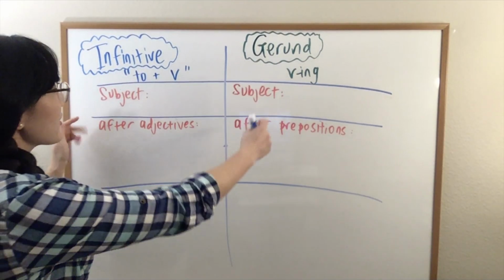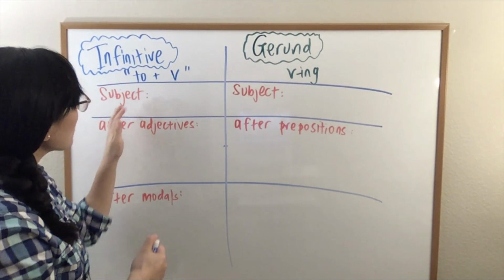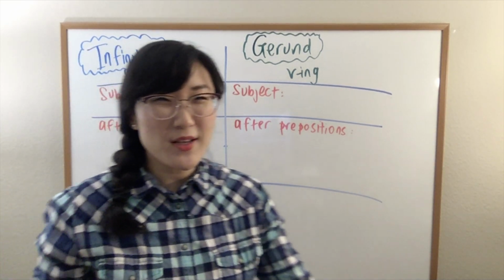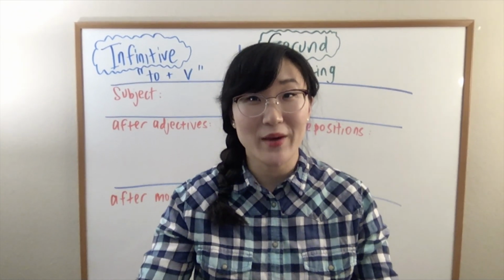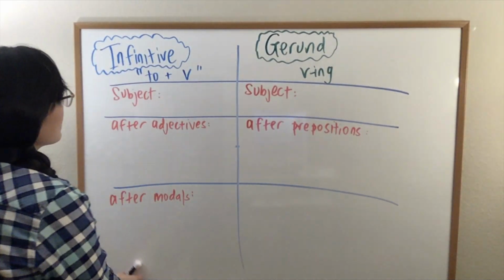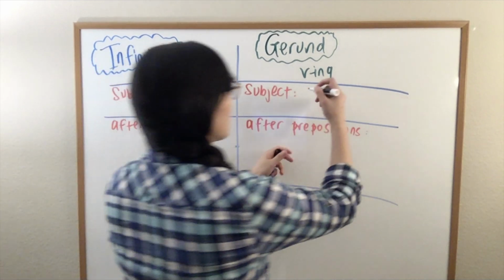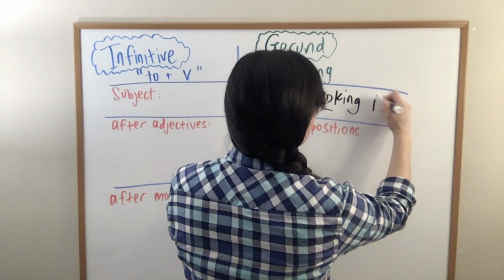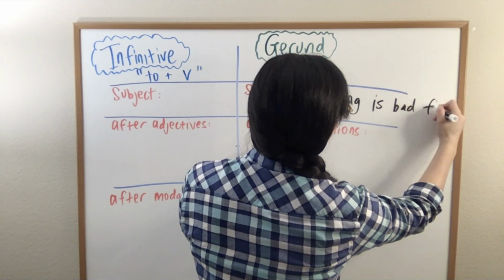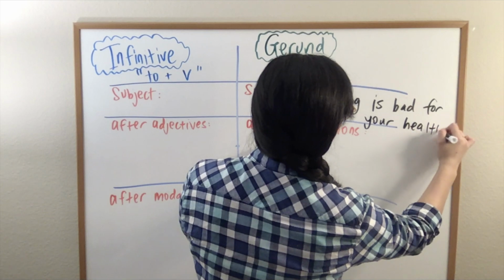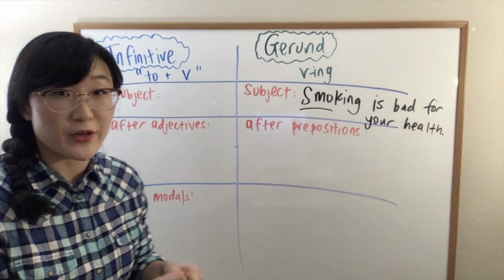Infinitives and gerunds have one thing in common. They can both be used as the subject of a sentence. Now, what does that necessarily mean? Okay, so for example, let's say a gerund. Smoking is bad for you, for your health, right? Smoking is bad for your health.